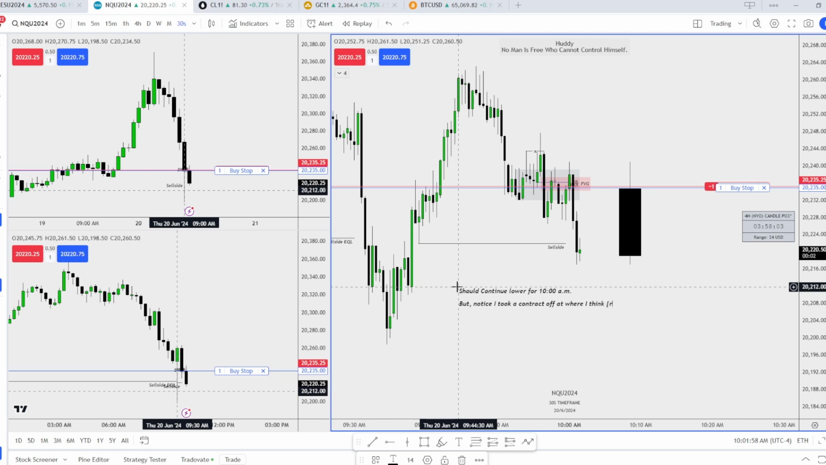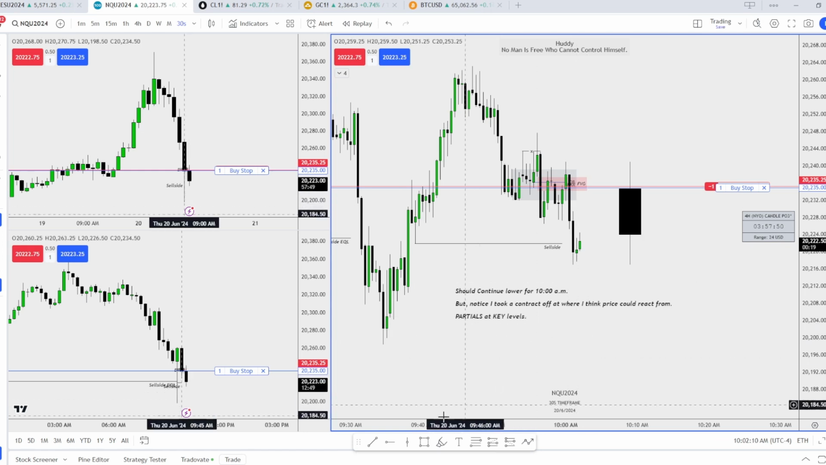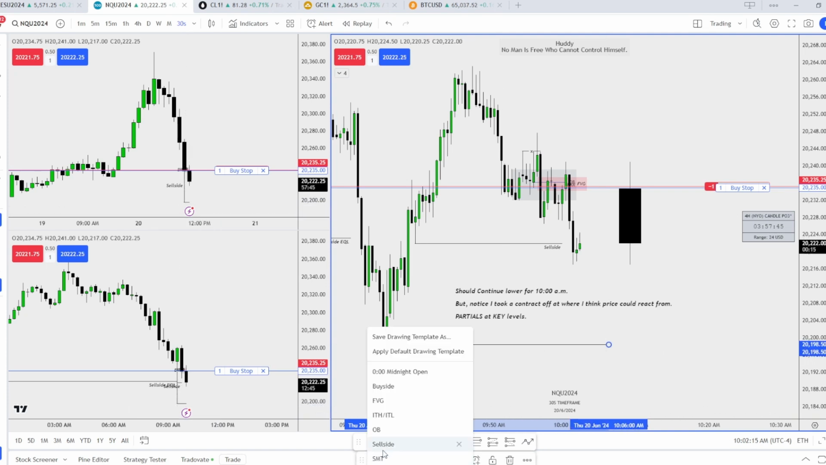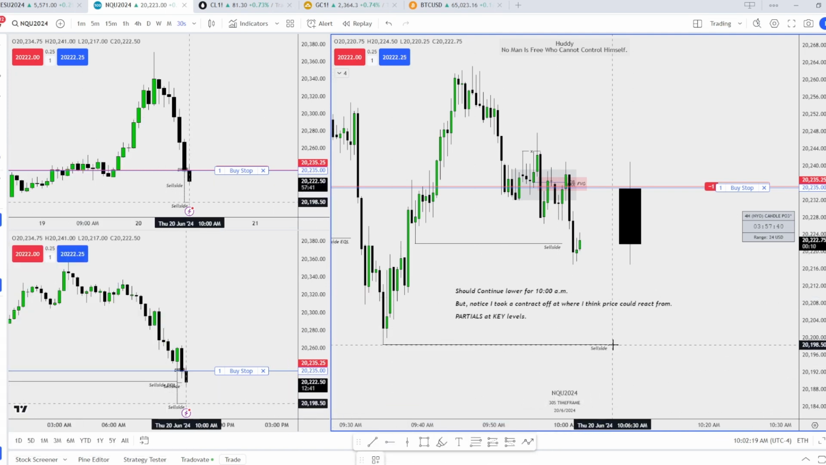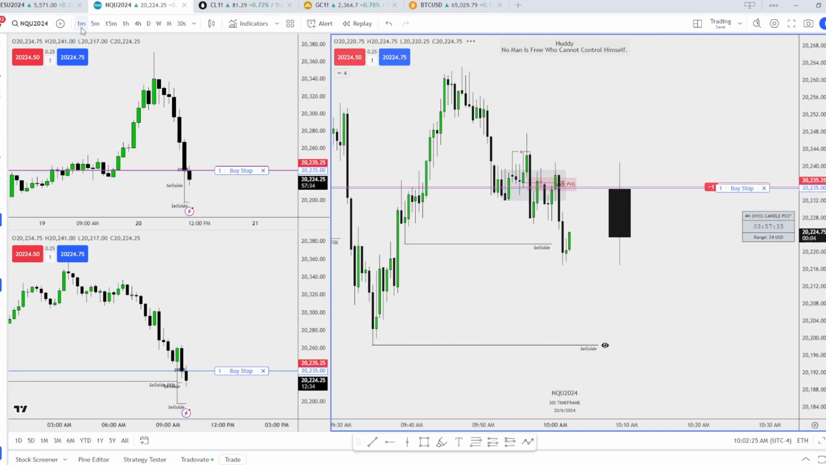So right here I'm saying should continue lower for 10 a.m., right? That 10 a.m. distribution. But notice that I took a contract off where I think price could react from. Partials at key levels, right? That is a key level. And as you see right here, we are getting a bounce and a retracement from it, right? It may not be a big retracement, but you can't always predict how deep a retracement could be, right? So that's why you always want to take those partials.